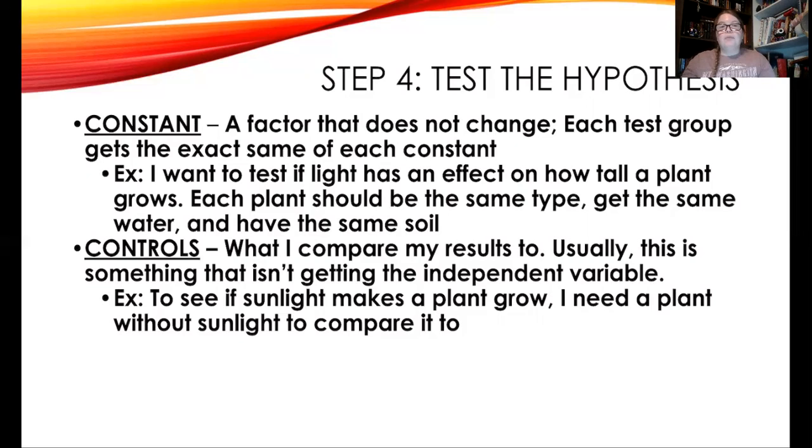So controls. Students often get constant and control mixed up. A constant is the same for every single test group, okay? So our plants all got the same water, they all got the same soil. My control is what I'm comparing my results against. So how do I know if sunlight has an effect? Well, I gotta have one without sunlight, so that's my control. The control group is what I compare against. The constants are the things that all stay the same.